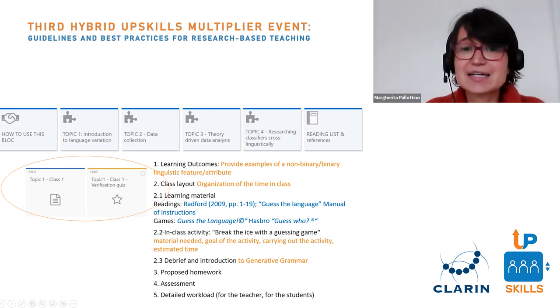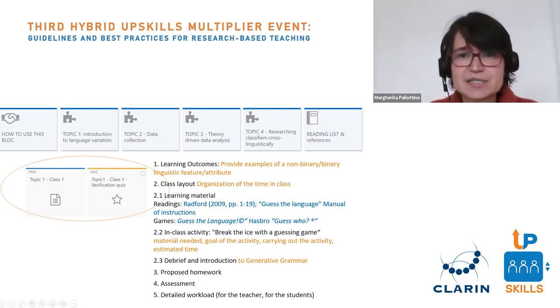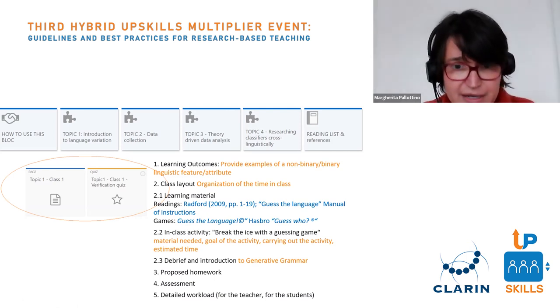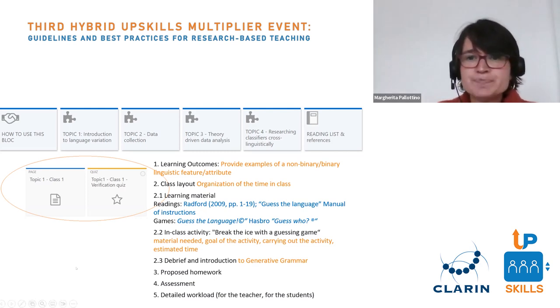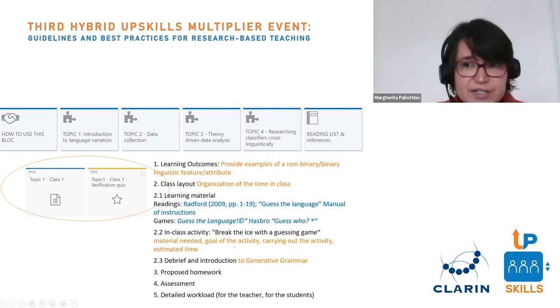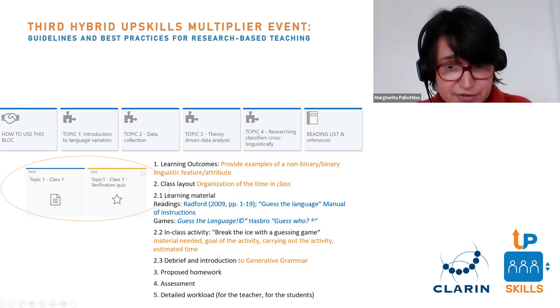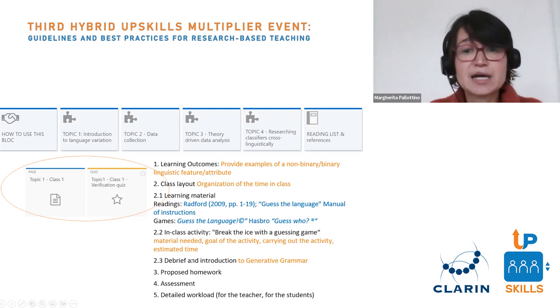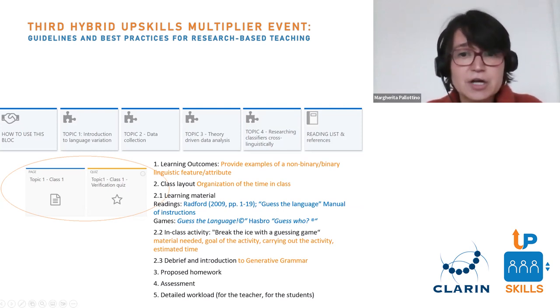Then in each class, there are class activities, so hands-on activities in which the students, under the guide of the instructor, will be able to learn something about the outcomes of that class. So for instance, in each activity, there will be the material needed for that activity listed, the goal of the activity, how to carry out that activity, and the estimated time that an instructor should devote to that specific activity. There is an outline of the debrief and an introduction. In this case, it will be an introduction to generative grammar for class one of the first topic.